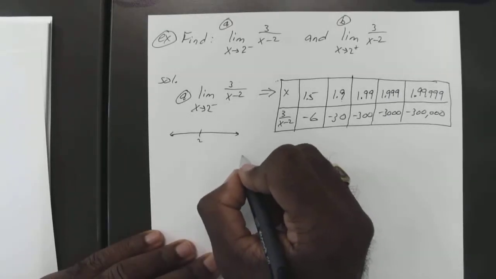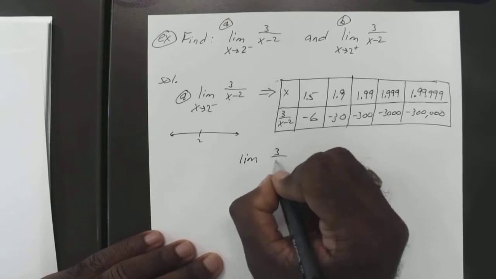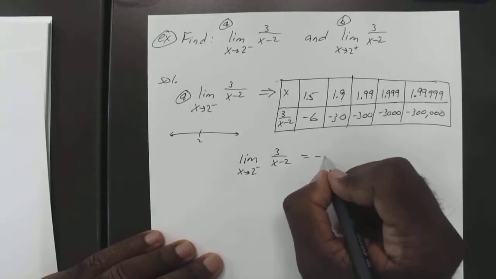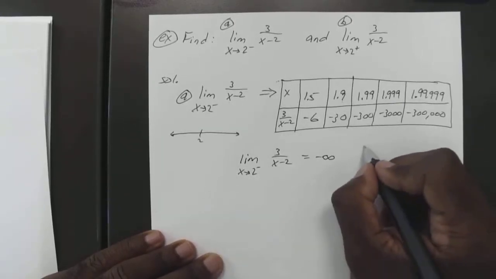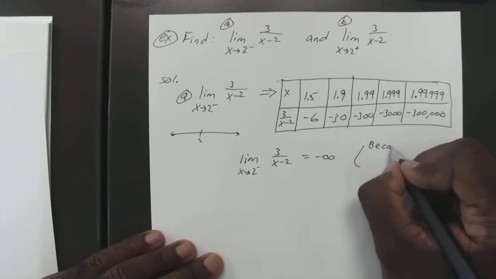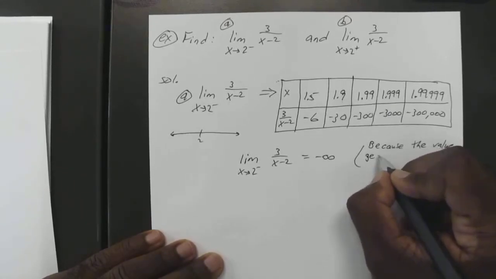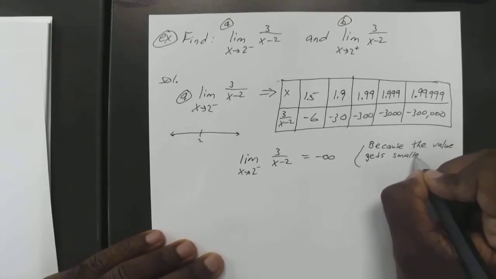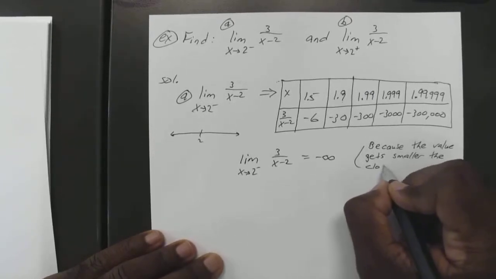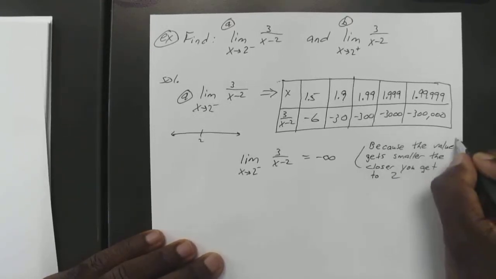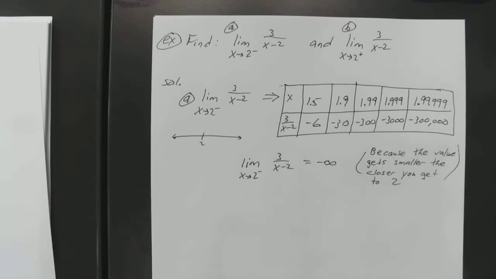Okay, so we know that the limit of 3 over x minus 2 as x approaches 2 from the left equals negative infinity. And that's because the value just keeps getting smaller and smaller the closer you get to 2. All right. Any questions on that one?